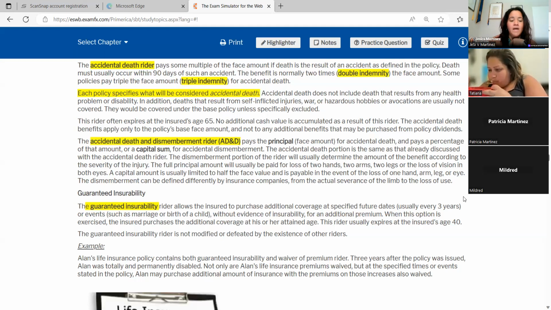pay. Guaranteed insurability rider allows the insured to purchase additional coverage at specific future dates, usually every 3 years, or events such as marriage or birth of a child, without evidence of insurability or an additional premium. So that means you're paying additionally per month now, but your clause says, hey, when you get married, you can increase your death benefit without proving insurability as well. Or when you have a kid, you can increase your death benefit without proving insurability.